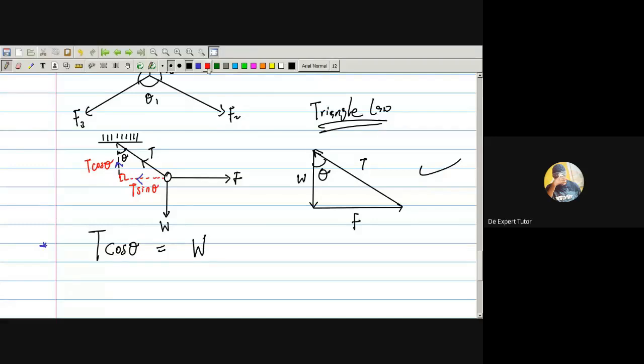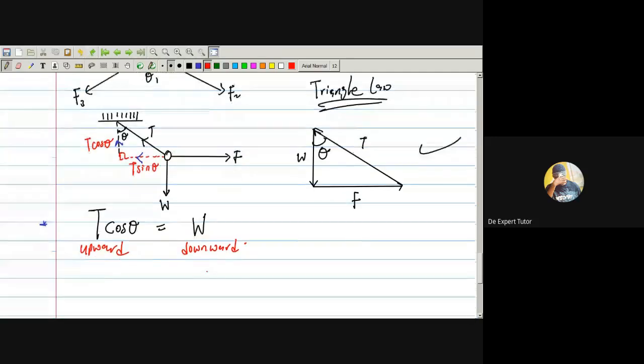So this one, let me help you write it there. This one is the upward force, and this one is the downward force. Exactly. Upward force equals downward force. So that's your first equation. The second equation is this. Can you tell me which of these forces is going to the right, and which one is going to the left?